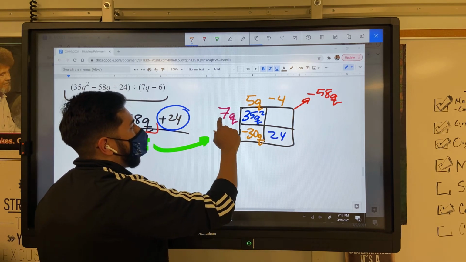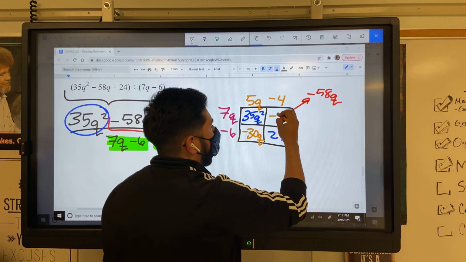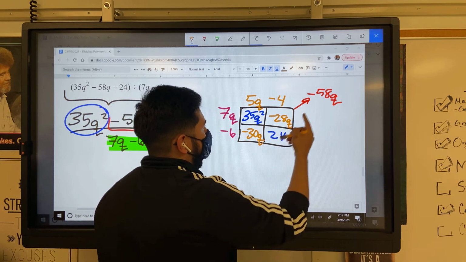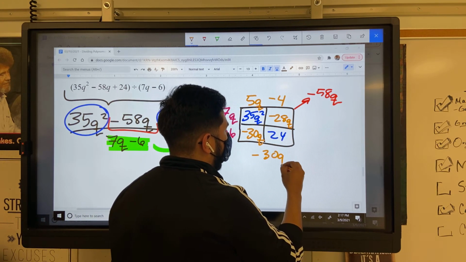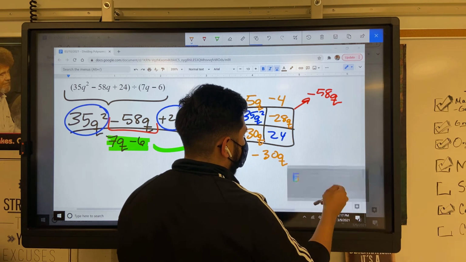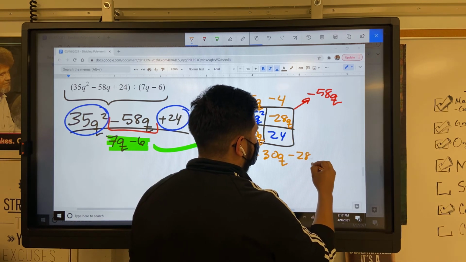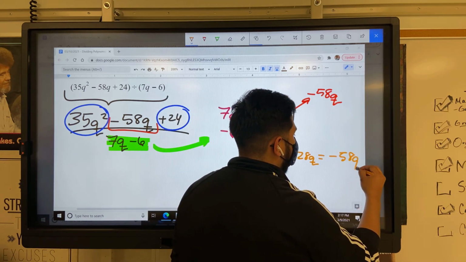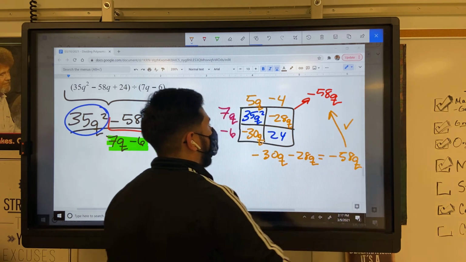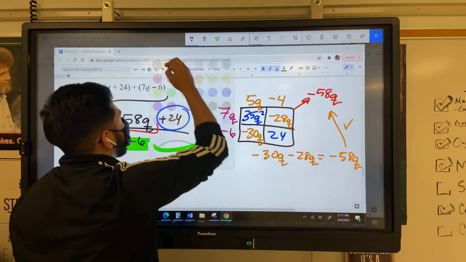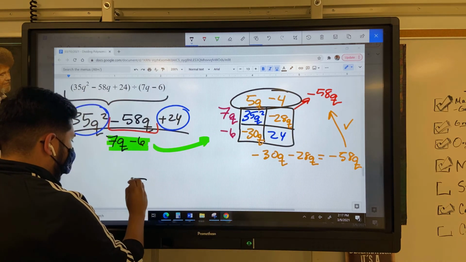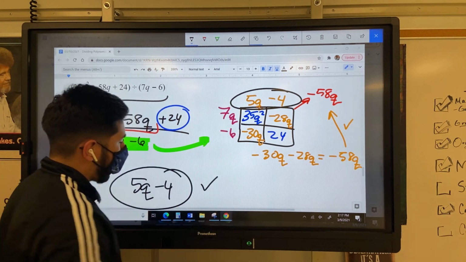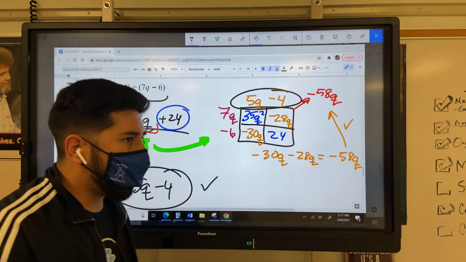We could fill in this last part. Negative 4 times 7q, negative 28q. And then we could add these guys to double check. Negative 30q minus 28q gives me negative 58q. Check mark. Answer is 5q minus 4. Check mark. Pretty cool, pretty cool, pretty cool.